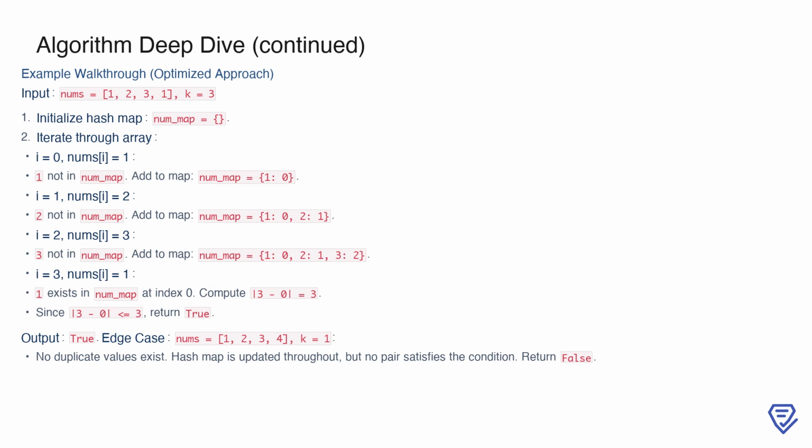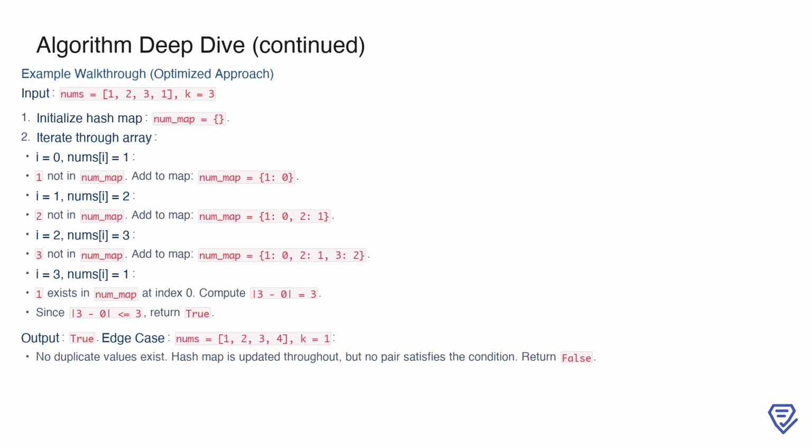Let's walk through an example to solidify our understanding of the optimized approach. Suppose the input is nums = [1, 2, 3, 1], and k = 3. We start by initializing an empty hash map, number_map = {}. At index i = 0, the value is 1, which is not in the hash map, so we add it, number_map = {1: 0}. Moving to index i = 1, the value is 2, which is also not in the hash map, so we add it, number_map = {1: 0, 2: 1}.